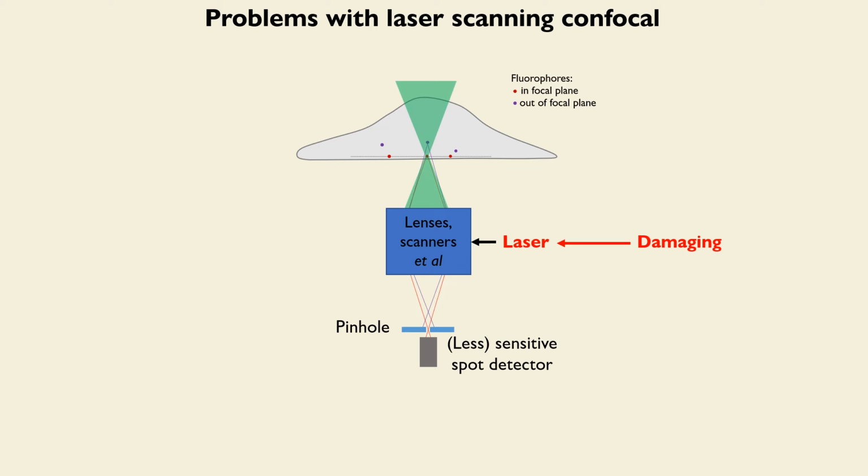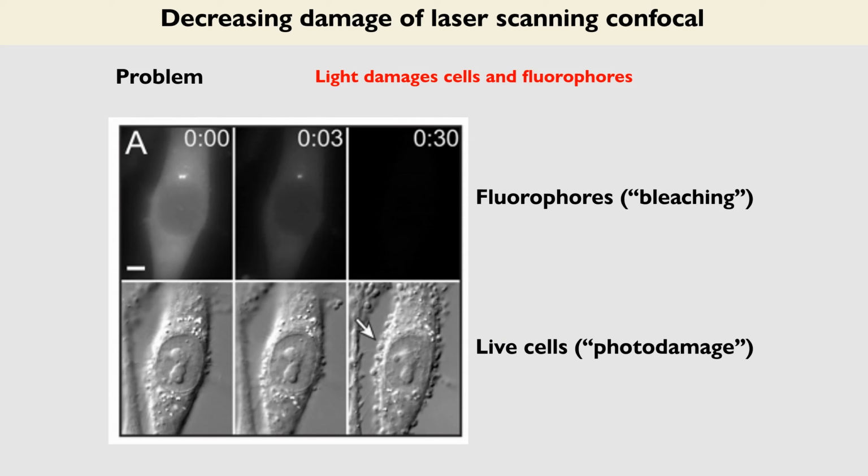Finally, a problem with the laser scanning confocal is that it uses a laser, and therefore this can be very damaging. And when we talk about damage, we're talking about how light can damage both cells and the fluorophores that we put inside of those cells to study different things. Fluorophores can be irreversibly destroyed by light, and this is a phenomenon called bleaching. And live cells can be severely damaged by the light to the point where they have blebbing, or their physiological processes break down or slow down. Things like cell division don't take place, migration gets slowed down. And so we term this typically photo damage.